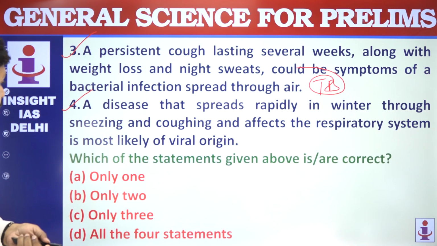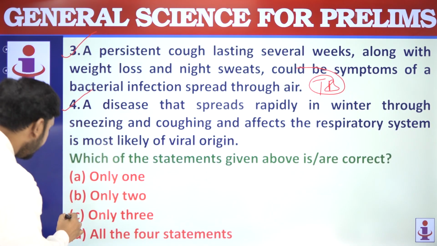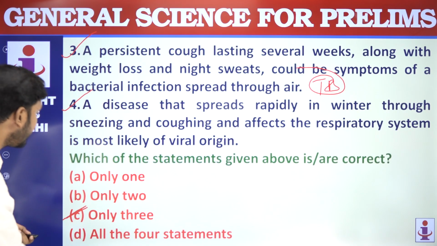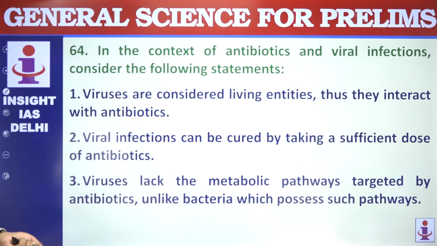So they are asking which of the following is correct. So three pairs are correct, one is wrong. So three statements are correct. So our option will be C.